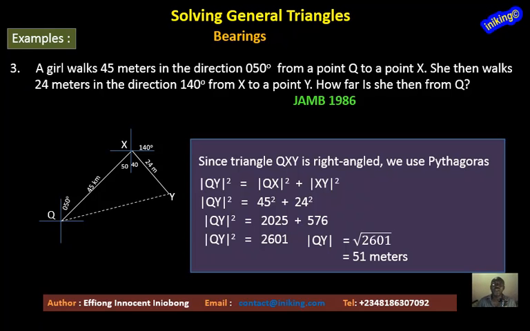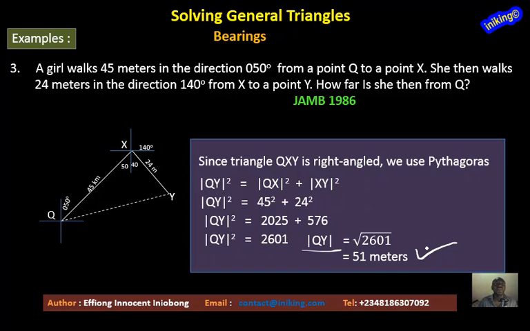So since triangle QXY is a right angle triangle, we apply Pythagoras Theorem. We have QY, which we are looking for, as the hypotenuse, so we have QY squared is equal to QX squared plus XY squared. Substituting the values of the two given sides, 45 squared plus 24 squared. And that gives us 2025 and then 576. Adding those two up, we have 2601. So our QY, taking the square root, gives us 51 meters.